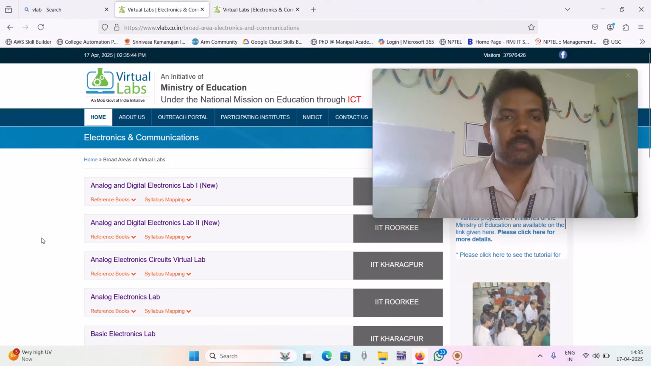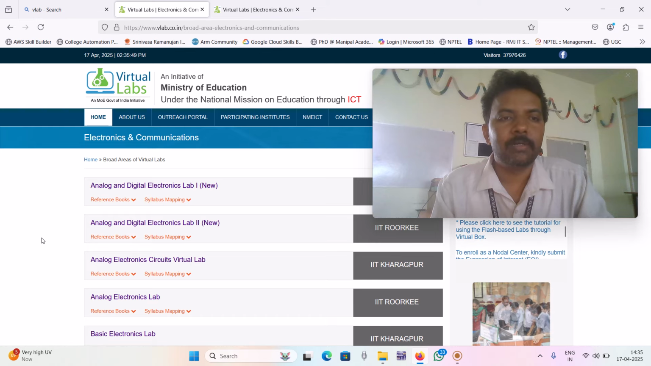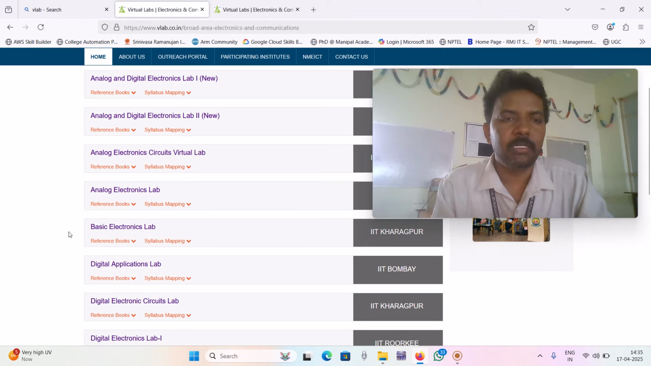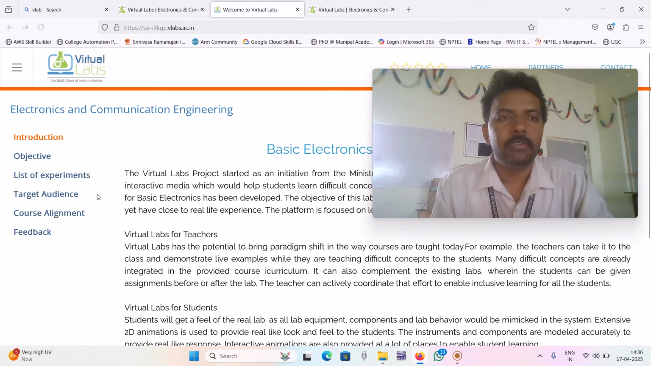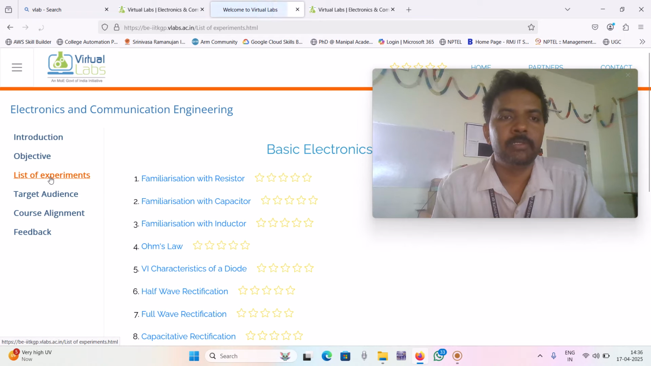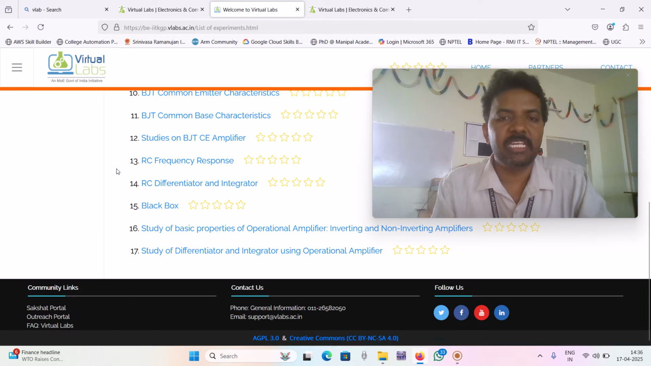So as per our lab, there are the electrical and electronics engineering workshop labs. We have mainly eight experiments. All those experiments you can also observe under our V lab. You can select the basic electronics lab, and see here it provides some introduction information and the objective of this basic electronics lab, followed by a list of experiments. So here you can observe there are a total of 17 experiments.